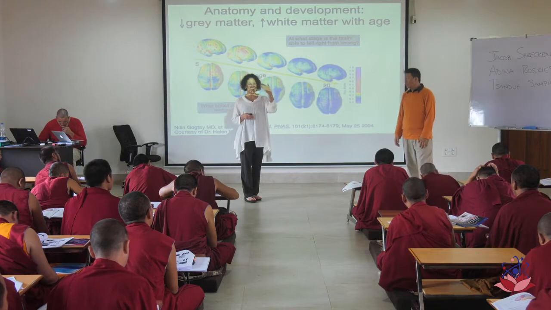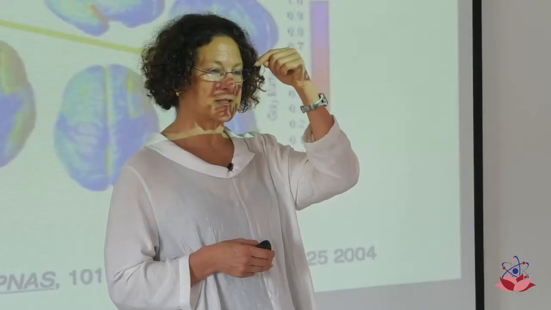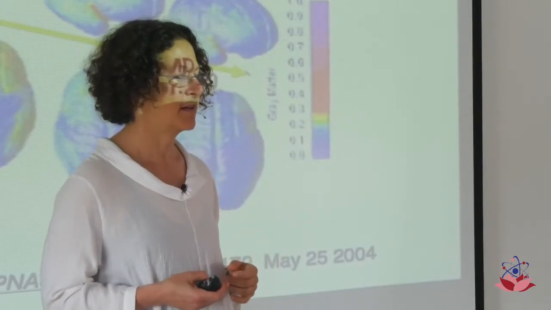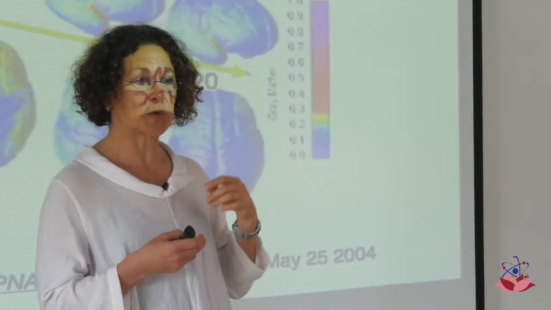So when you look at it, the cortical part, the layer of cortex, is actually a darker color. It's more gray than the inside of the brain, which looks more white.